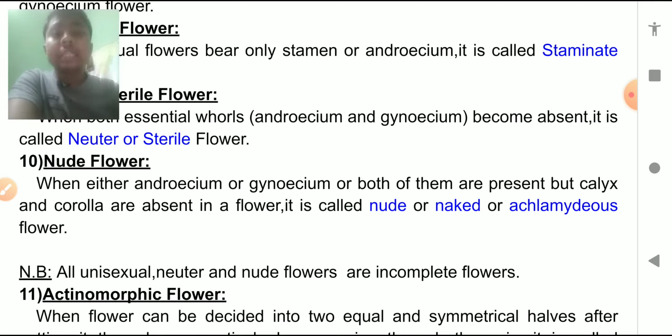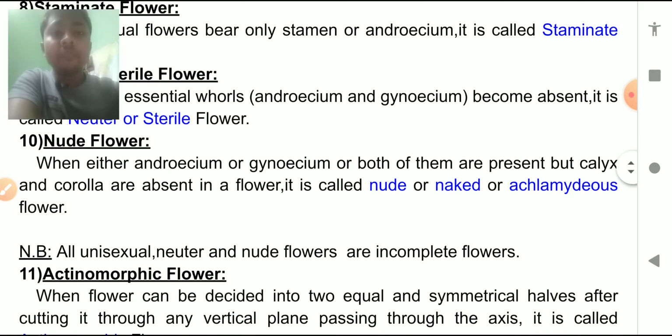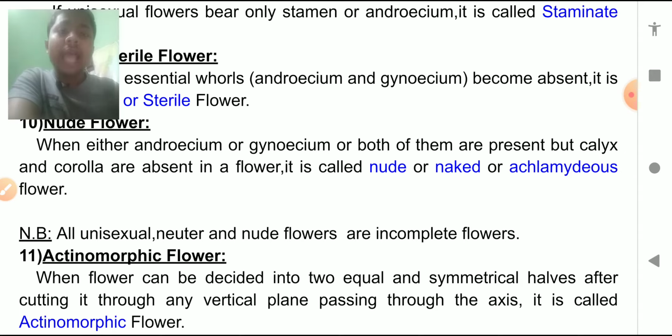All unisexual, neuter and nude flowers are incomplete flowers. Unisexual flowers, where only one essential whorl is present, are one type of incomplete flower. At the same time, neuter flower, when androecium and gynoecium are both absent. And nude flower, when accessory whorls like calyx and corolla, one or maybe both, are absent. So all these three types of flower are called incomplete flower.